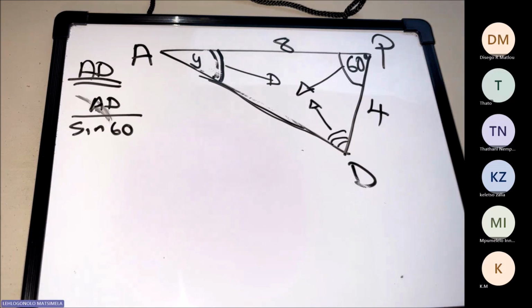So which means we can now start to go and prioritize on the bigger triangle and see what we are missing from there so that we can come back and figure out the values. Are we clear on that one?